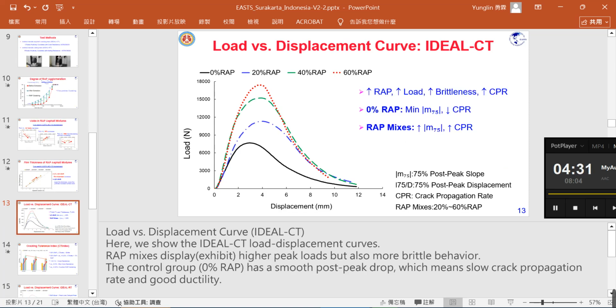Load versus displacement curve, ideal CT. Here, we show the ideal CT load displacement curves. RAP mixes display higher peak loads but also more brittle behavior. The control group, 0% RAP, has a smooth post-peak drop, which means slow crack propagation rate and good ductility.